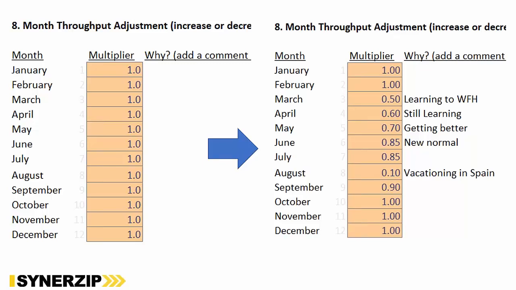So what this spreadsheet will do is take the historical throughput and halve it for March, a bit more than half for April, a bit more than that for May, and then in June and July it's going to be the new normal, just in time for August in Europe, which means we'll go back to almost nothing happening because everyone's on vacation. September and October we'll probably start getting back to work in the offices and getting back to our normal stride again.